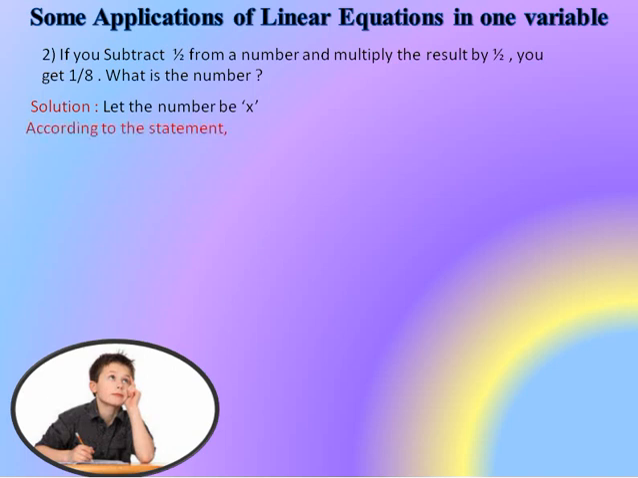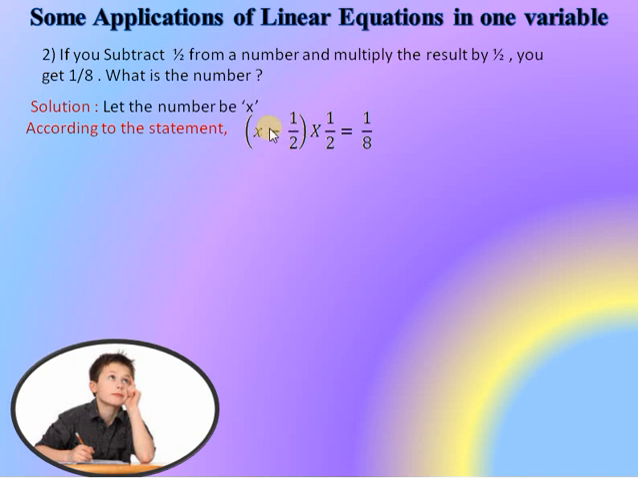According to the statement, let me write directly to avoid unwanted steps. 1 by 2 is subtracted from the number, means x minus 1 by 2, and it is multiplied by 1 by 2. So (x minus 1 by 2) into 1 by 2. The result will be 1 by 8, that is equal to 1 by 8.